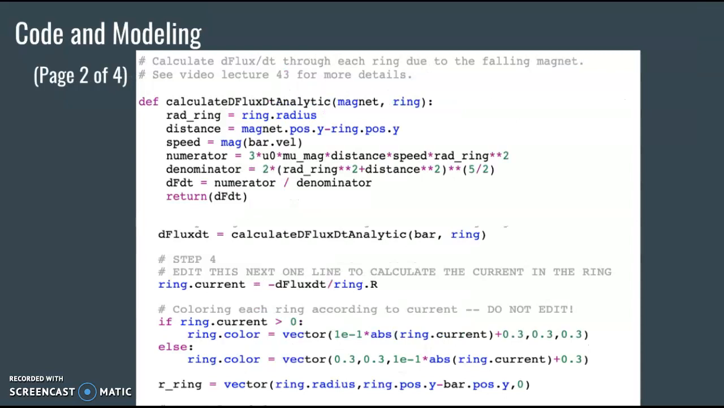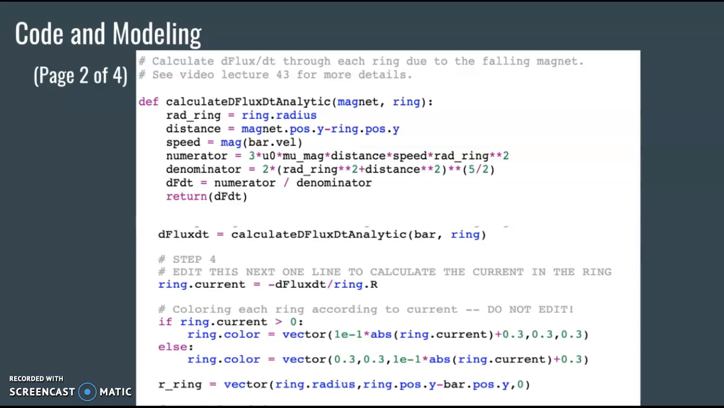We then calculated the rate of change of magnetic flux through each ring by the falling magnet. This function is seen in this picture of code called calculate d flux d analytic. The equation for this function can be found in a previous lecture video and is 3 times mu naught times mu mag times distance times speed times the radius of the ring squared, all over the denominator 2 times the radius of the ring squared plus distance squared to the power of 5/2.